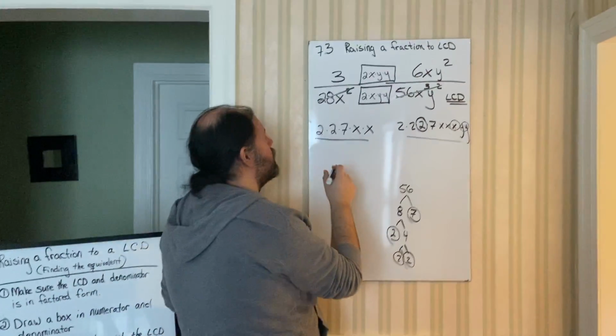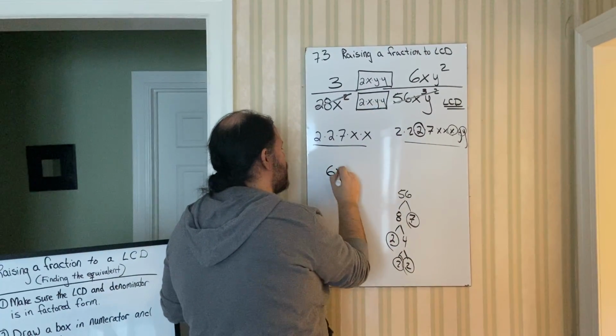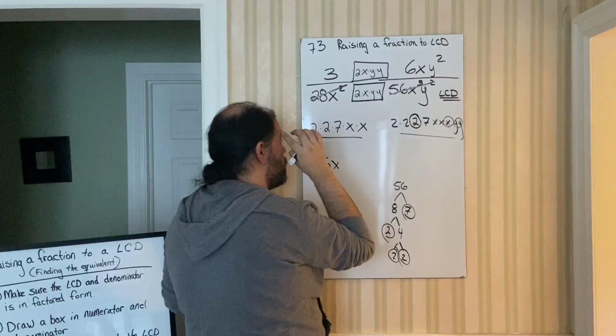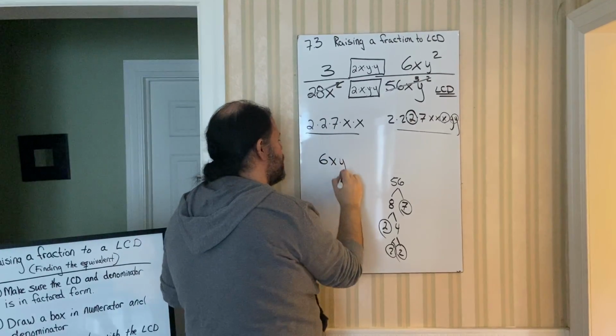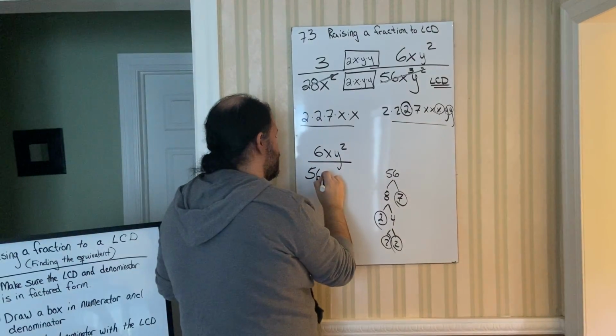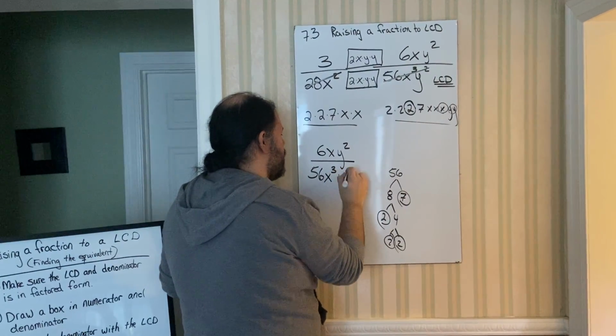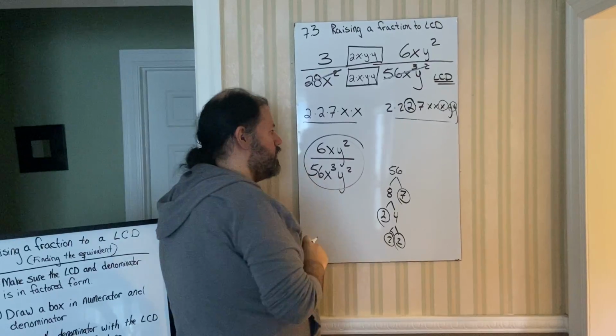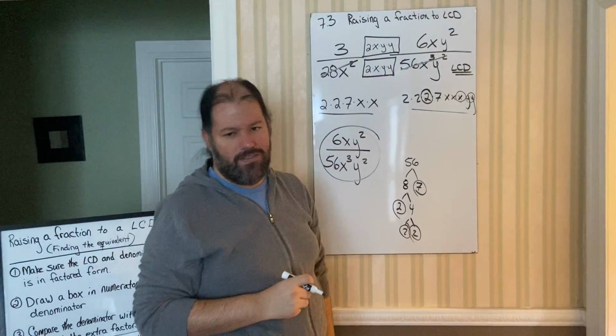So for this answer, to have an equivalent fraction to the original 3 over 28x squared would be 6xy squared over that LCD that we told you. So if I was looking for the equivalence, that would be your final answer.